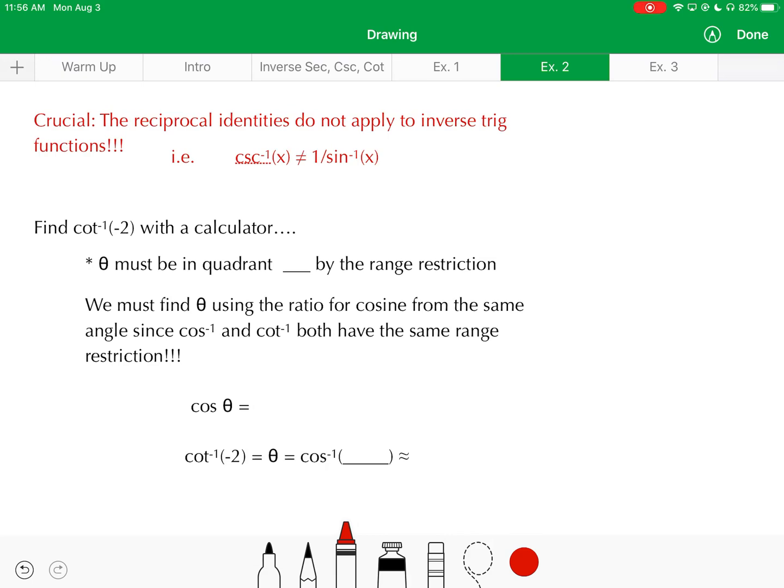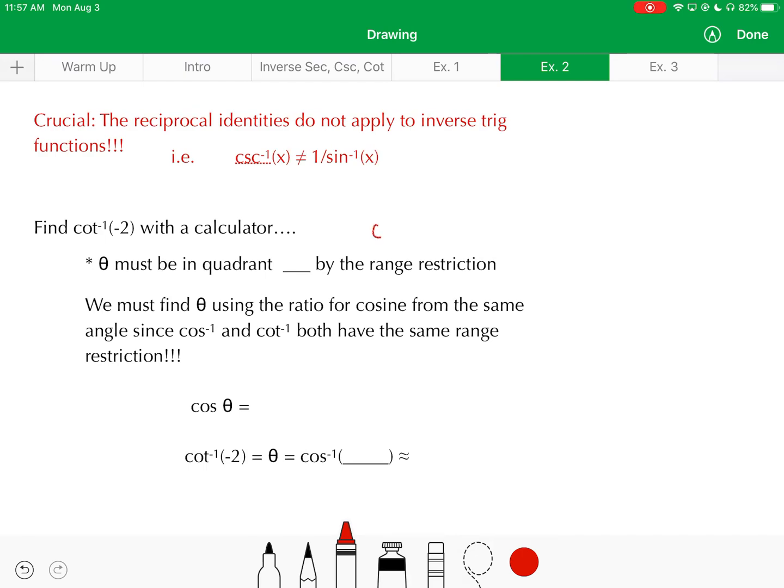So let's find inverse cotangent of -2 using a calculator. We'd have to use a calculator here because if we tried to approach it the same way as the last example, you wouldn't have a nice reference triangle to work with to where you could come up with an exact value for this angle by hand. So we have no choice but to approximate it with the calculator.